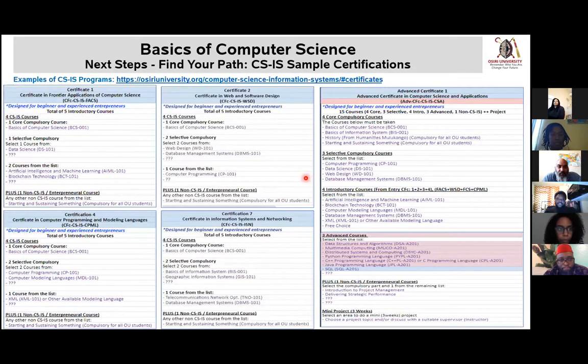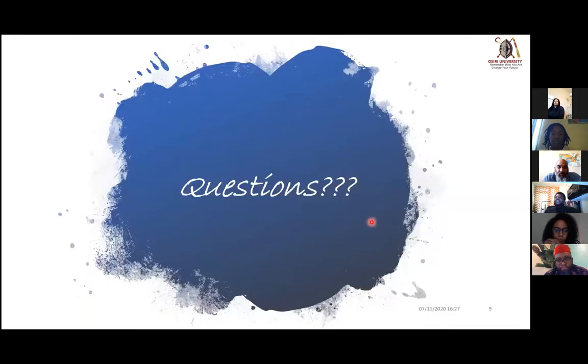And here's simply an example of some certification like Frontier Application of Computer Science, and you can see a number of courses there, and also web and software design, and also one example of the advanced certification. And the point in this is when you look at the case studies, one thing we found out is that if you miss information, it's really difficult to make an informed decision in the right direction. And that's what this whole course is all about. Thank you. Questions?